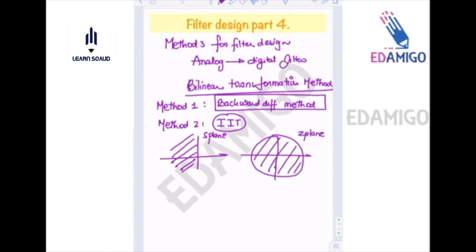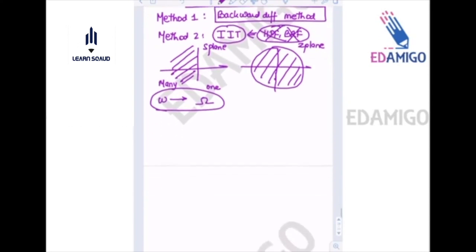But there was a problem: if you see the transformation from continuous frequency omega to discrete frequency sigma, then it is a many to one transformation, and that's why the impulse invariance transformation method is also not suitable for the higher frequencies. That is, it is also not suitable for the high pass filters and the band reject filters. So these two methods are not suitable for the high pass filters and the band reject filters.